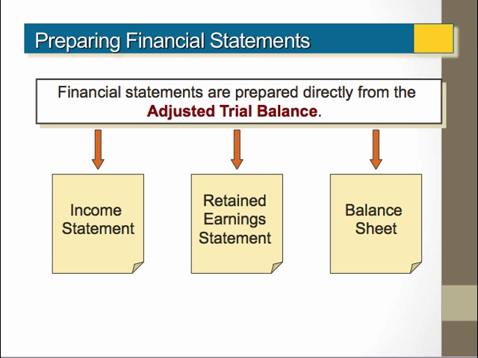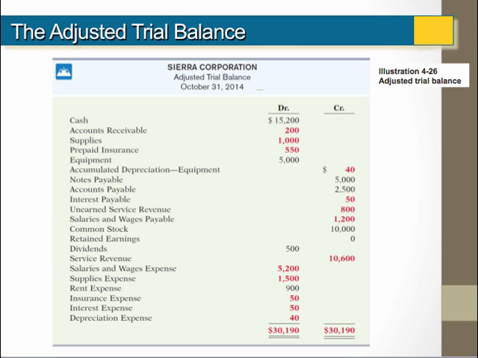Once we've created the adjusted trial balance, we can then create the income statement, retained earnings statement, and the balance sheet. We can do that by going back and looking at that adjusted trial balance and noting that the accounts are in an order that we could be able to determine the financial statements. Notice cash is on top all the way through to the accumulated depreciation account, and those would be all our assets. We could look at the notes payable account all the way down to the salaries and wages payable account, and those are all our liabilities.